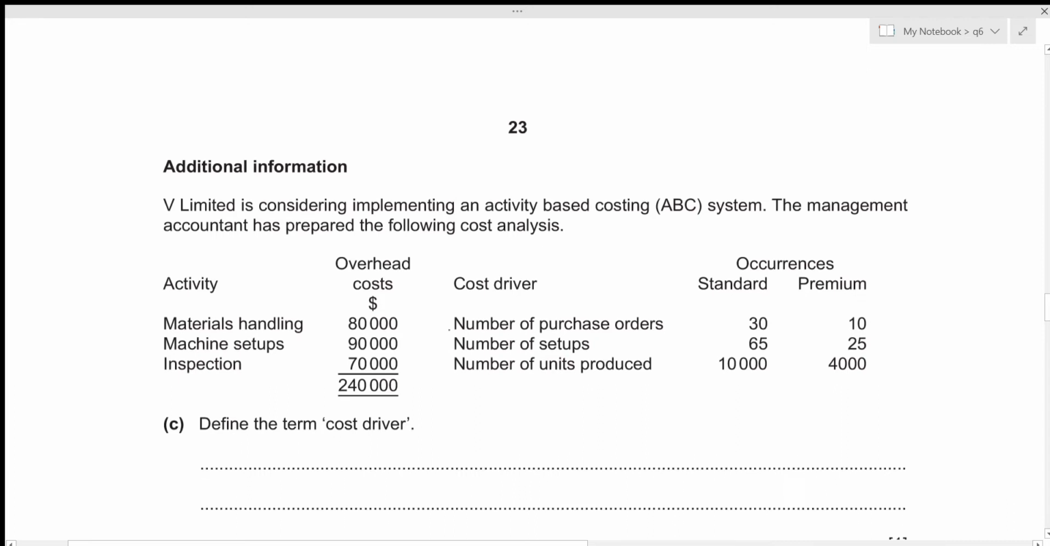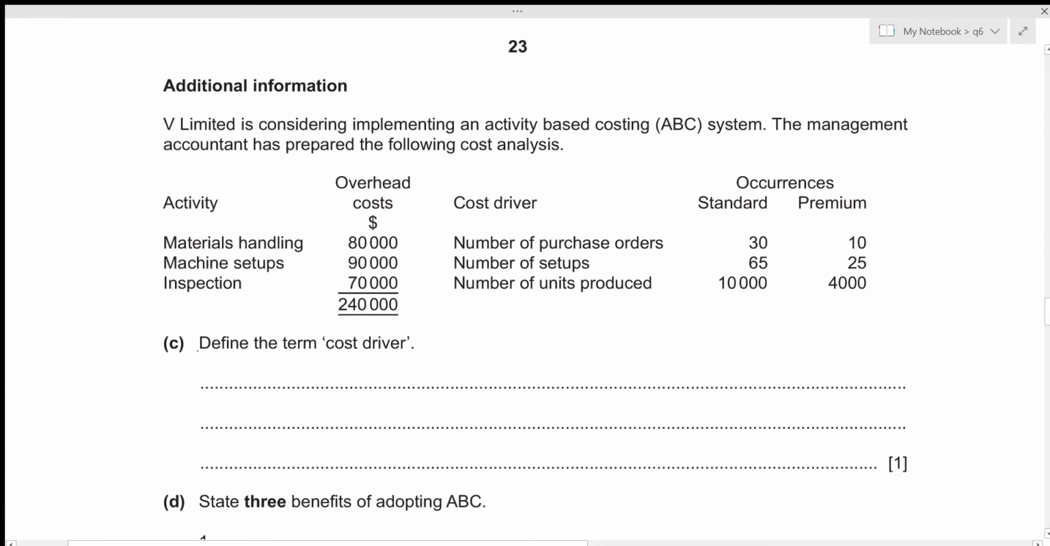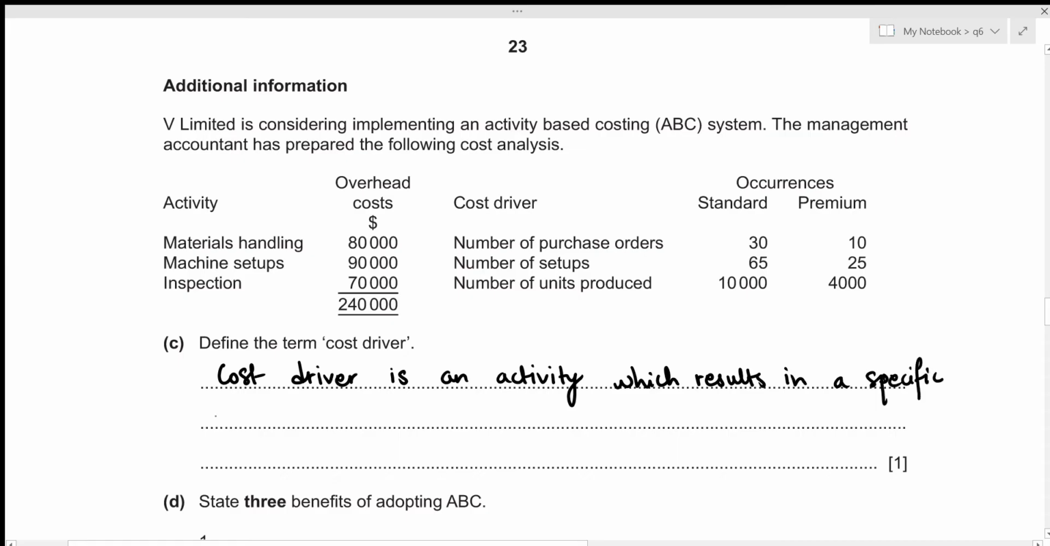We are given additional information, and for the third part of this question, we need to define the term cost driver. So cost driver is basically an activity which results in a specific cost being incurred. Let's write it down. Cost driver is an activity which results in a specific cost being incurred. Okay, this concludes the third part of this question.